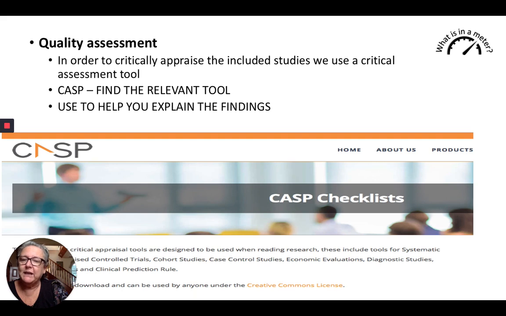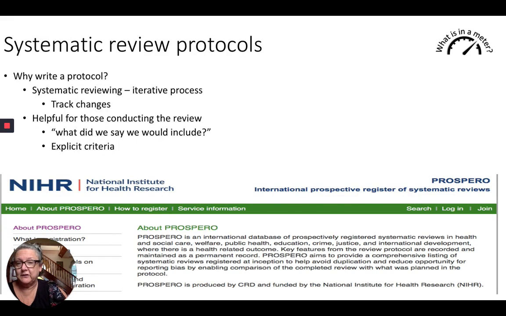Now, what it won't give you is this is a good study or that is a bad study. This is just a way for you to discuss the quality of the studies that were included.